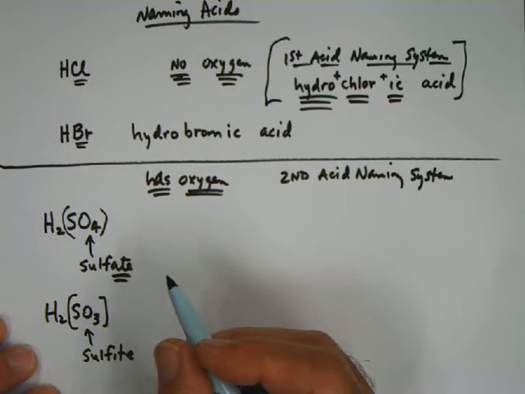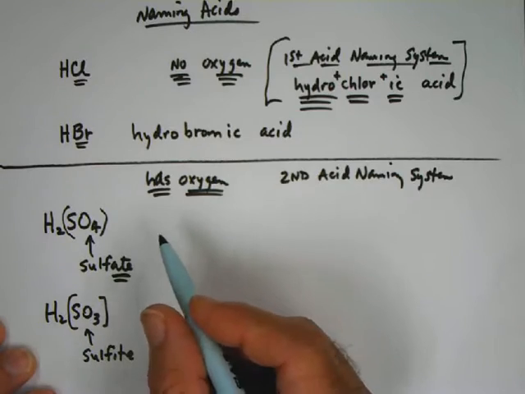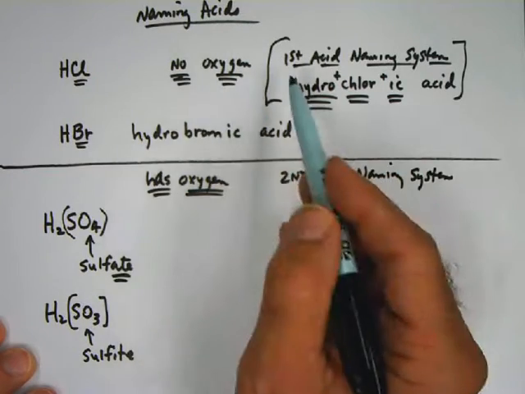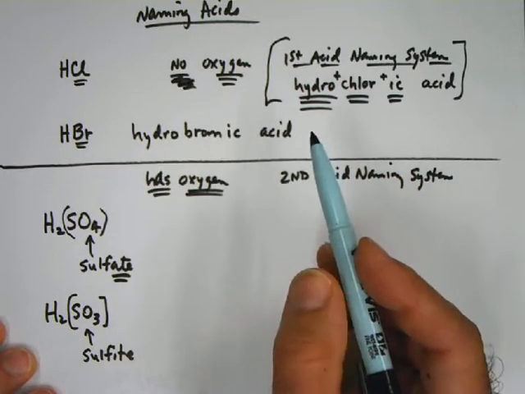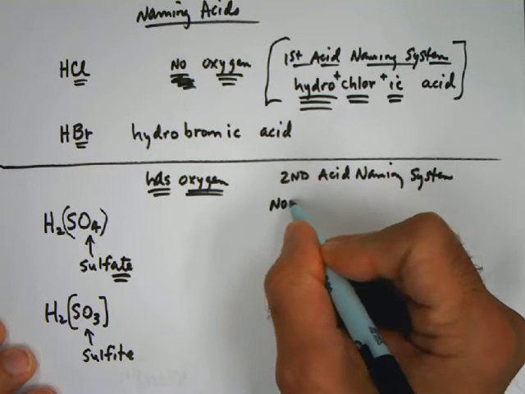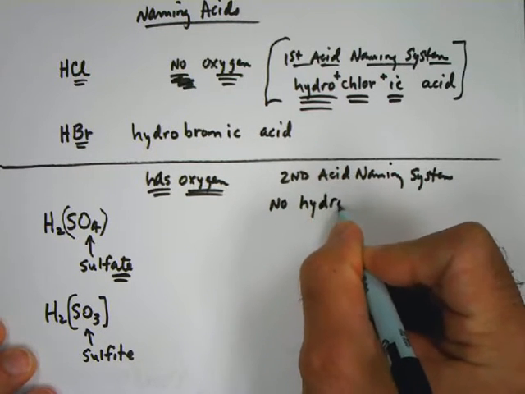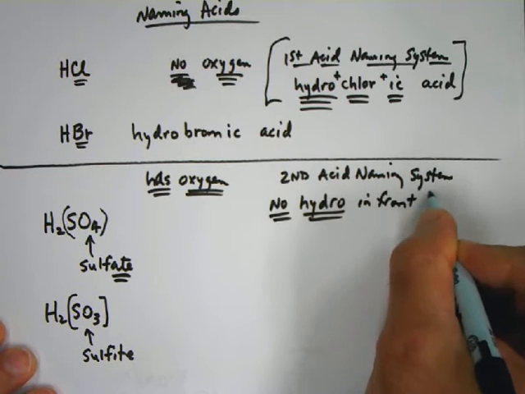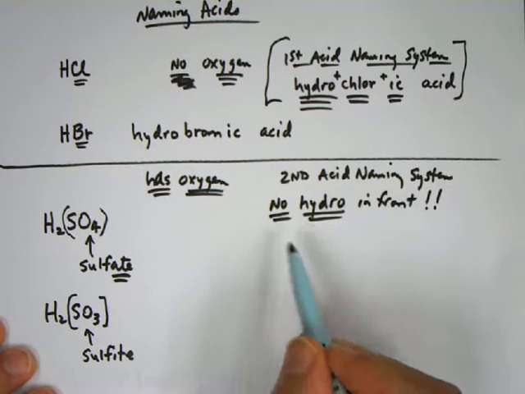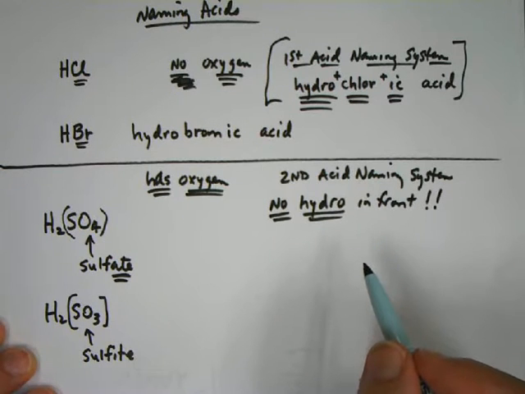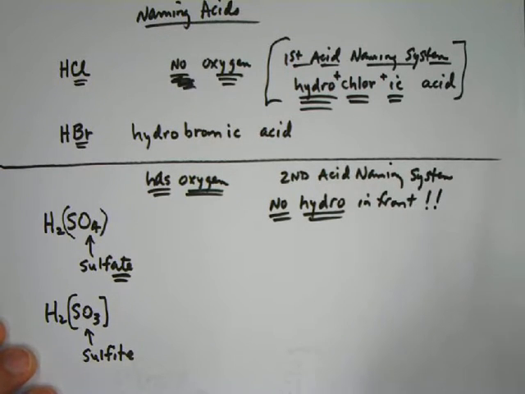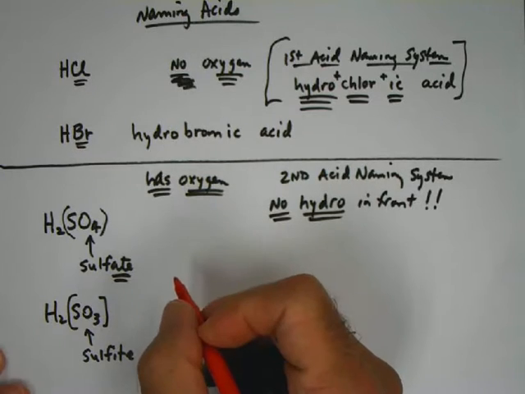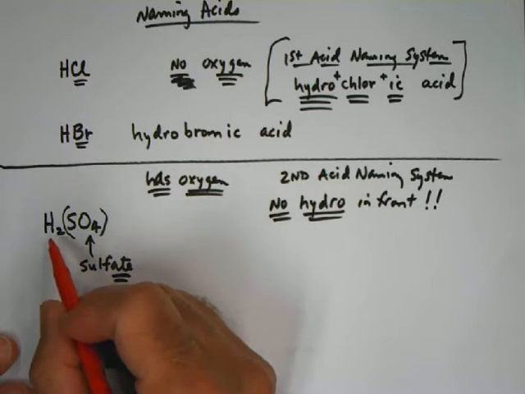So, how do we name it? Let me just use a contrasting color here, I'll use red. I know it has hydrogen in front, but you don't have to write the word hydro. So what you do is you write sulf. Now this is sulfur, right? So sulfur, ic, and you use ic if it ends in ate, and then you write the word acid next to it. So sulfuric acid.